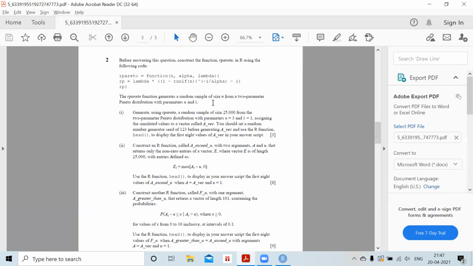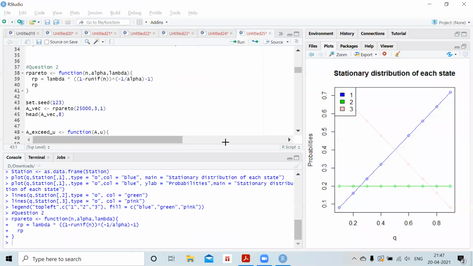So once rpareto is done, we come to the next question. This says rpareto generates a random sample from a 2 parameter Pareto distribution with parameters alpha and lambda. Generate, using rpareto, a random sample of size 25,000 from a 2 parameter Pareto distribution with alpha equal to 3 and lambda equal to 1, assigning the simulated values to a vector called AVEC. You should set a random number generator seed of 123 before generating AVEC and use the R function head to display the first 8 values of AVEC in your answer script.